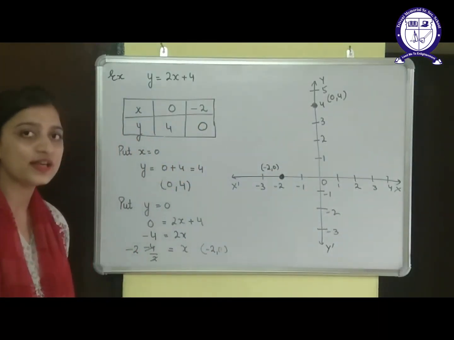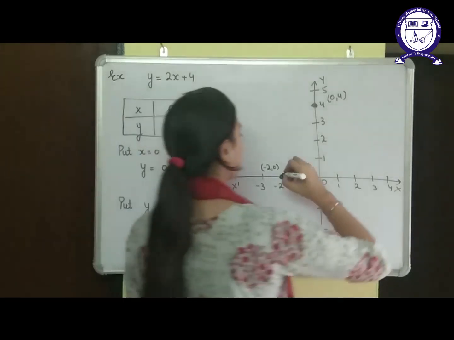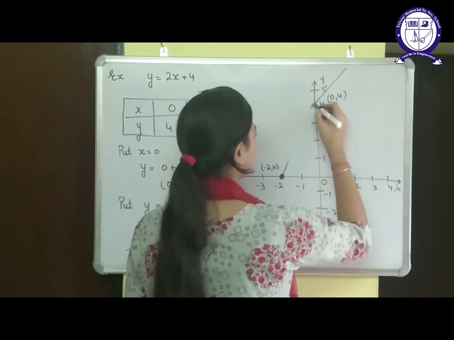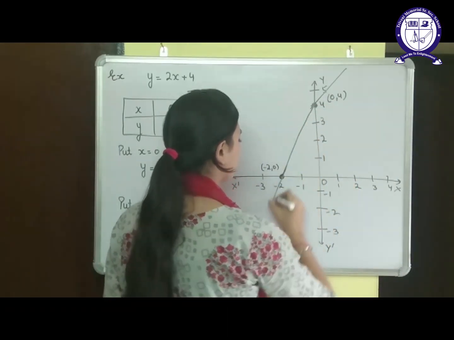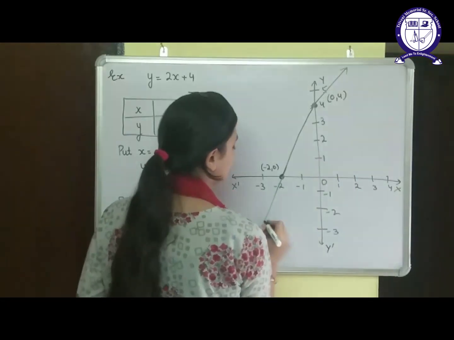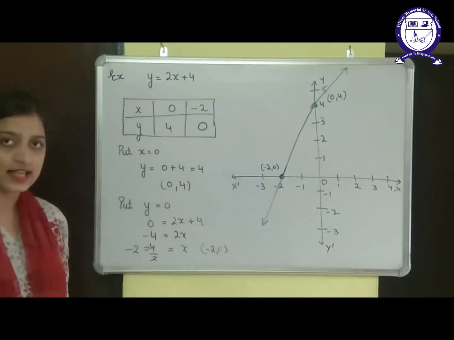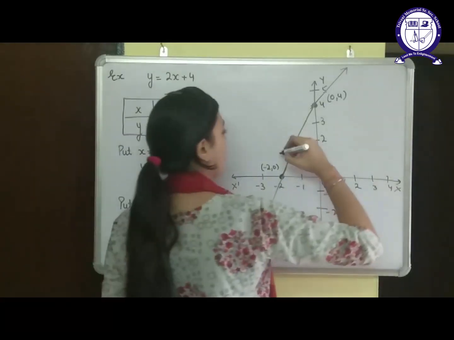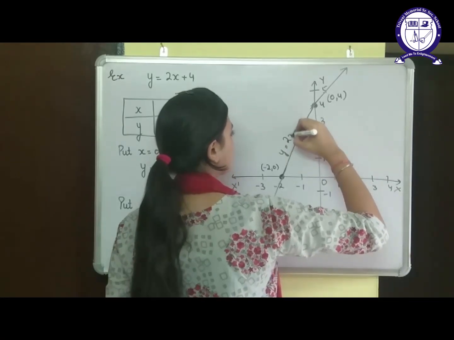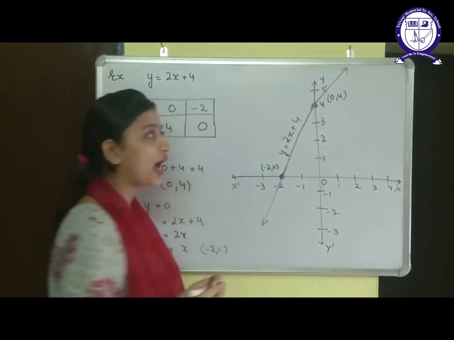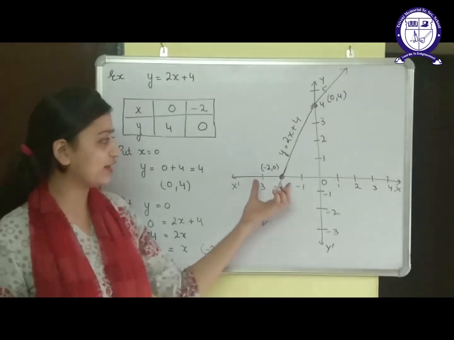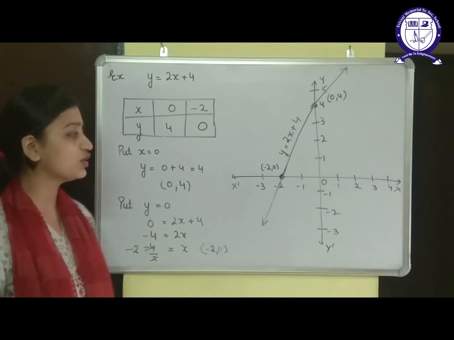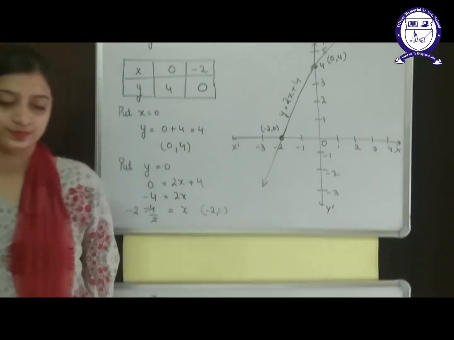Now the third step is join these points. So I am going to join these points and then draw these arrows. It will be a straight line, and the last step is write the equation over it. So y equals to 2x plus 4. The graph will be complete only when you write the coordinates of these points and the equation also. Okay, so the graph will look good.